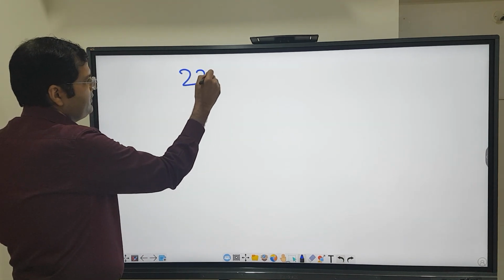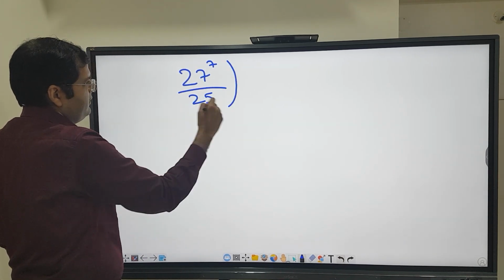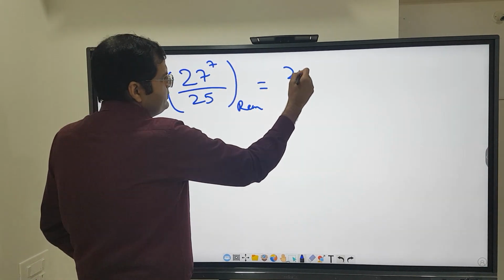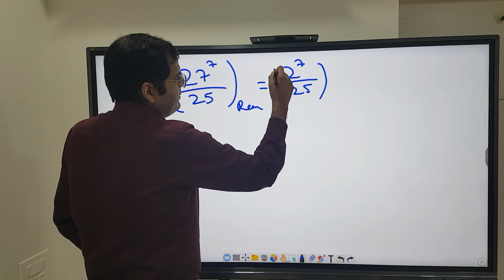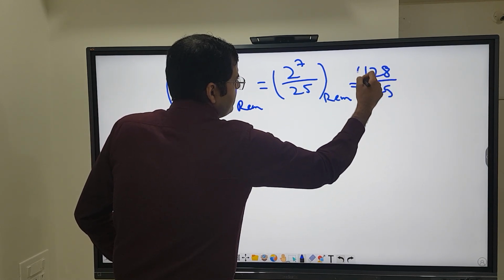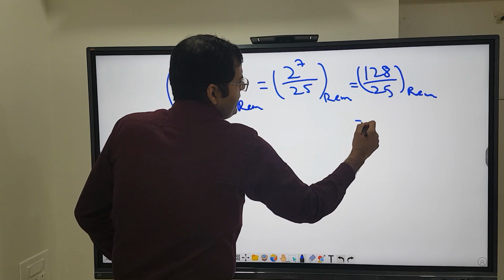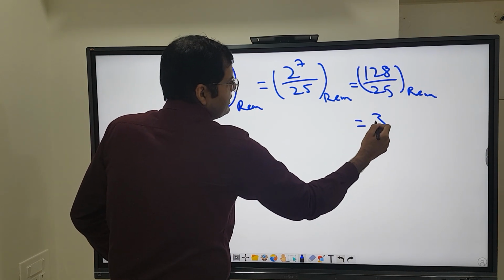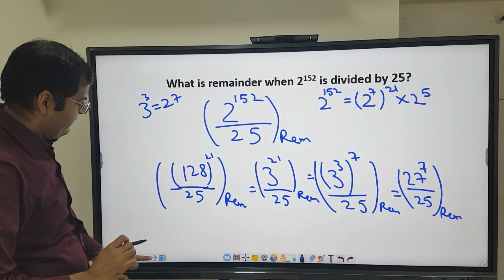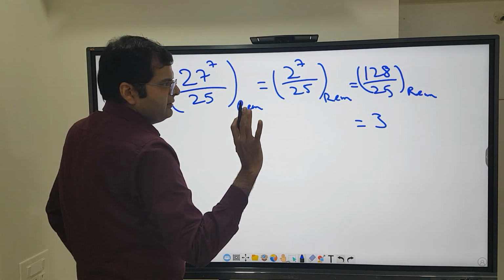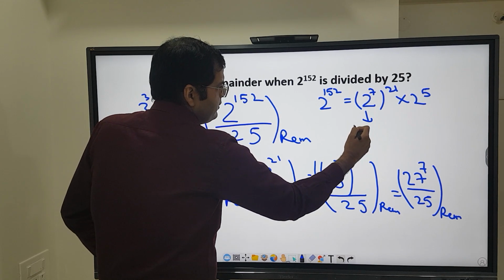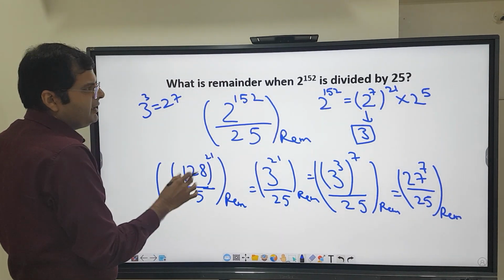So I was at 27 raised to 7 upon 25, the remainder of that. The remainder of 27 upon 25 is 2. So this becomes 2 raised to 7 upon 25, the remainder of that. And what is 2 raised to 7? That is 128. So this is 128 upon 25, and the remainder is 3. So the remainder of 128 raised to 21 upon 25 is equal to 3 directly, because 2 raised to 7 was nothing but 128.